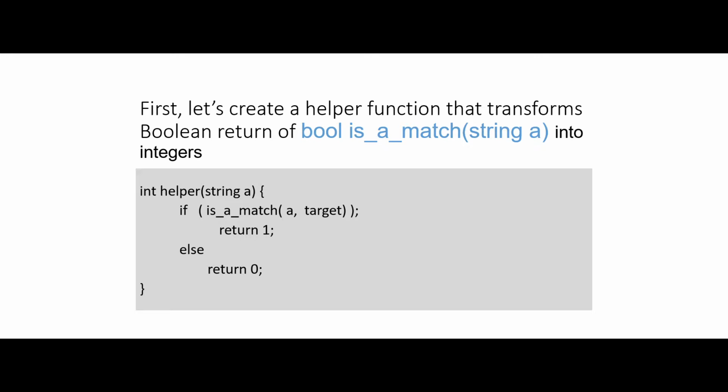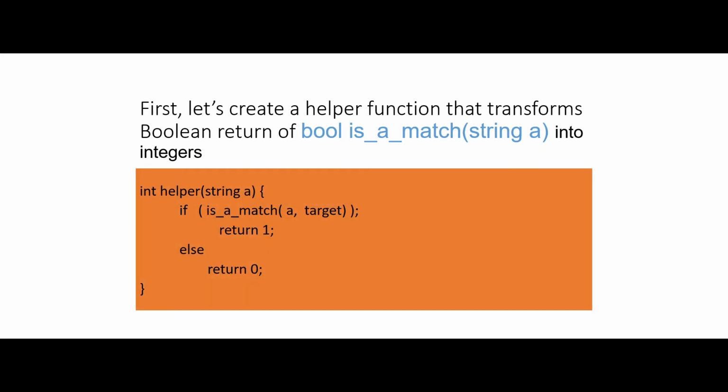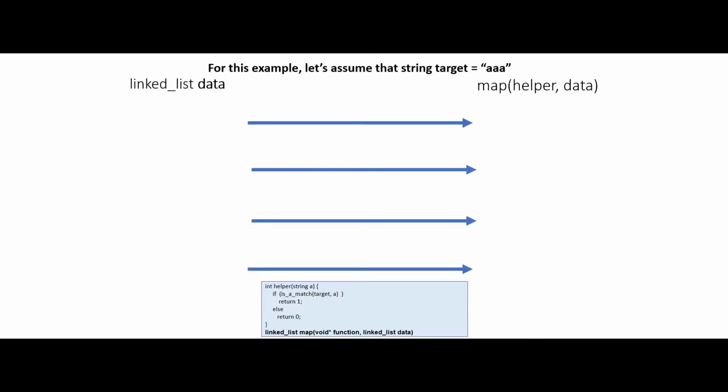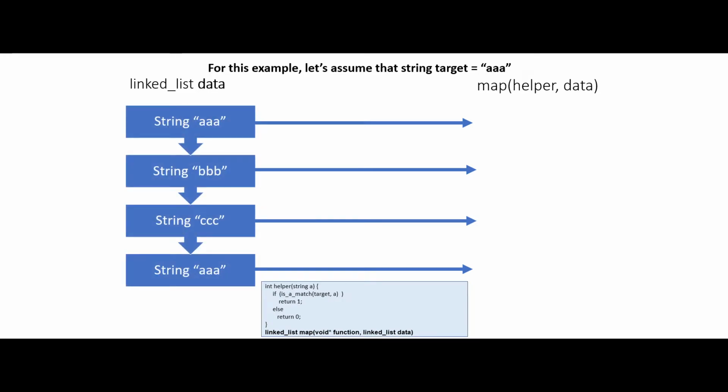So what we're going to do next is apply a map to our linked list. In this particular example, let's say we have a linked list of 4 elements, and those elements contain the strings AAA, BBB, CCC, and AAA. Let's assume that our target string is AAA.